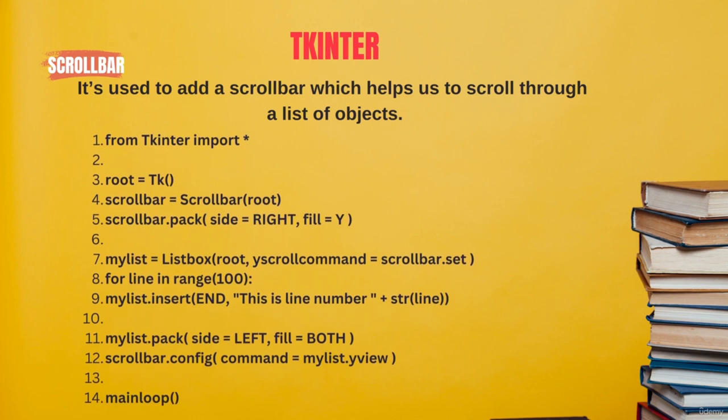The side parameter tells it where to place the bar, while the fill both means that it will fill the blank space in both the directions, that are x and y. With the list box, we can only scroll vertically and set it to the scroll bar. Finally, with the command in the config, we view the list vertically.